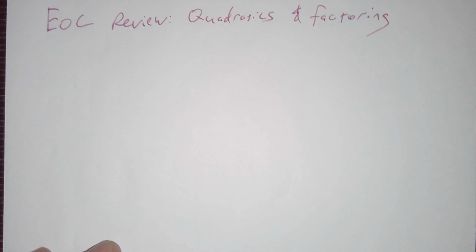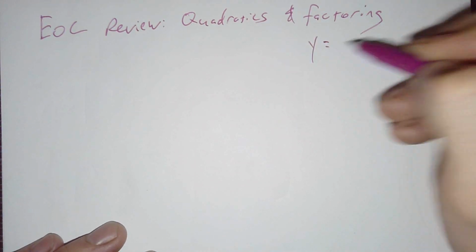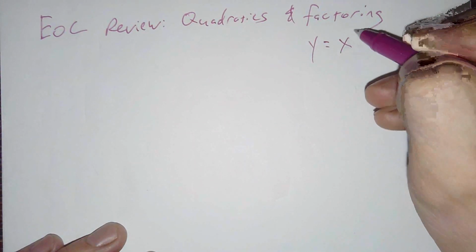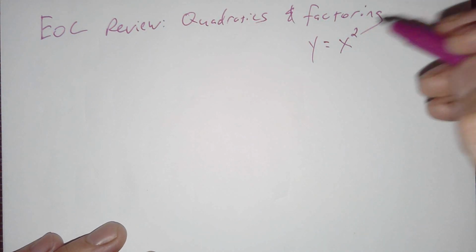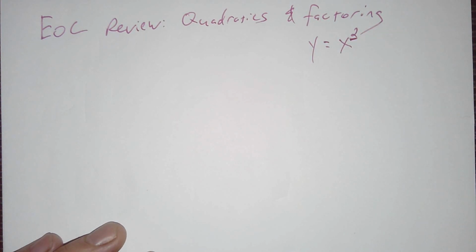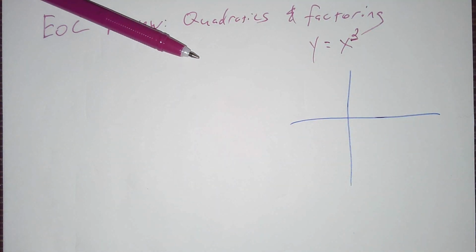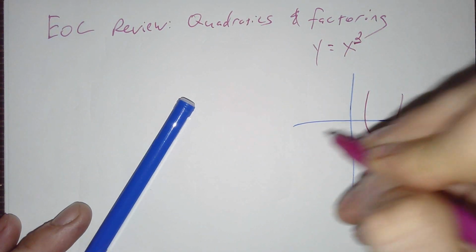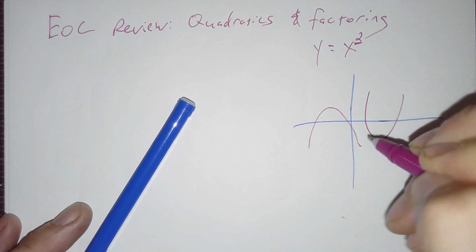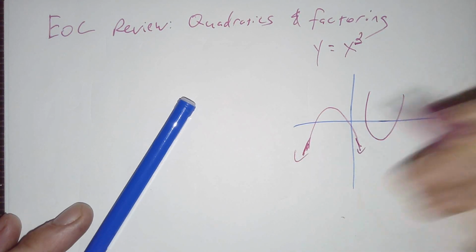Okay, so we're going to do an EOC review on quadratics and factoring. Remember that a quadratic equation is when the output is a function of some independent variable squared, right? So the highest exponent is squared, and that yields a parabola. Whether it's concave up or concave down is a factor of what the A term is, but I'll get to that more.